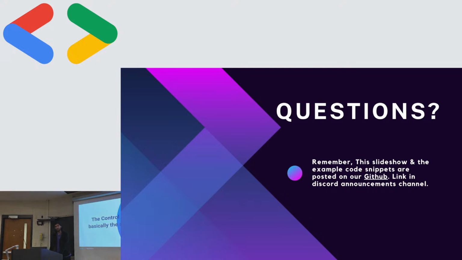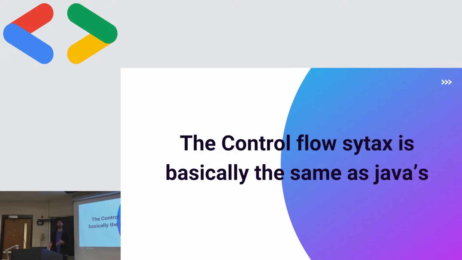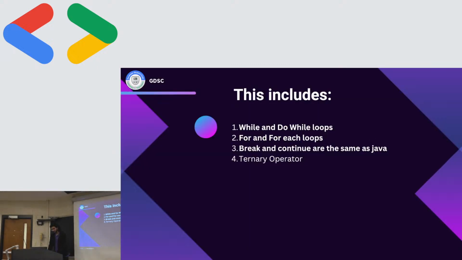Now on to control flow. Control flow being if statements, for loops, and all of that. It's essentially the same as Java's. So C++ and Java have pretty identical control flows. Essentially, all of these are the same. Break and continue, those keywords as well, and the ternary operator.